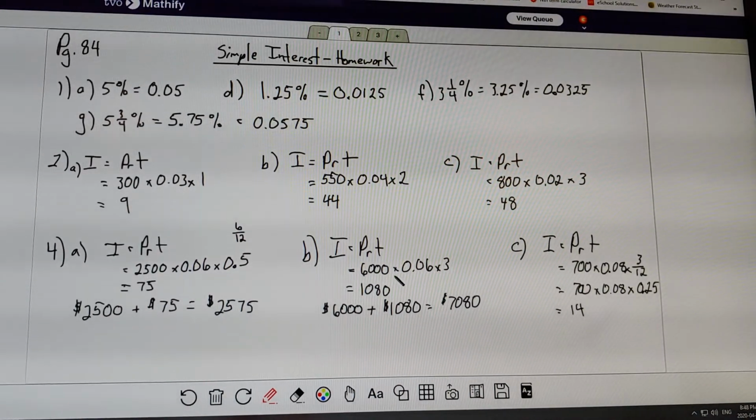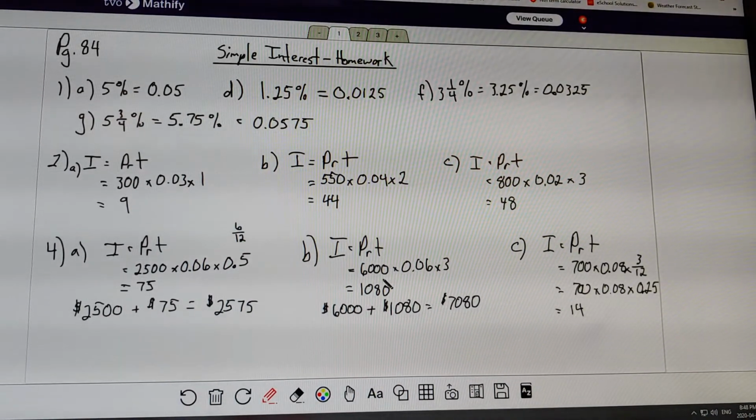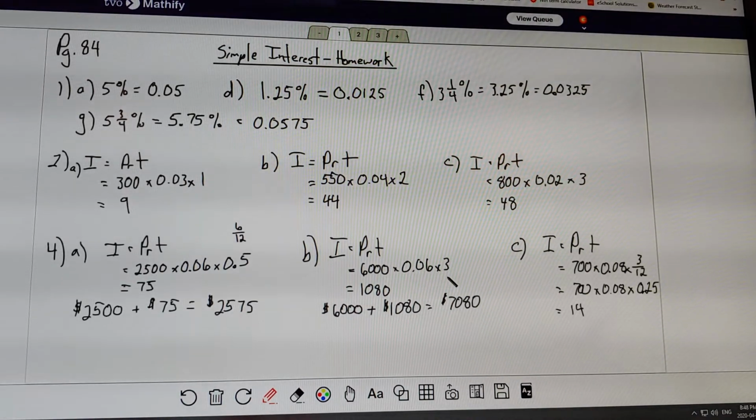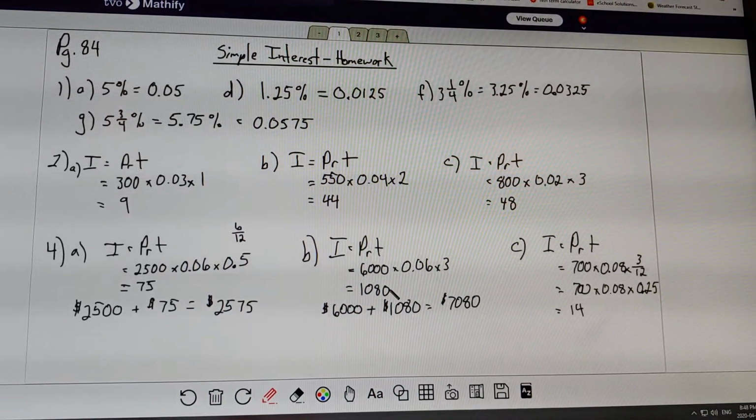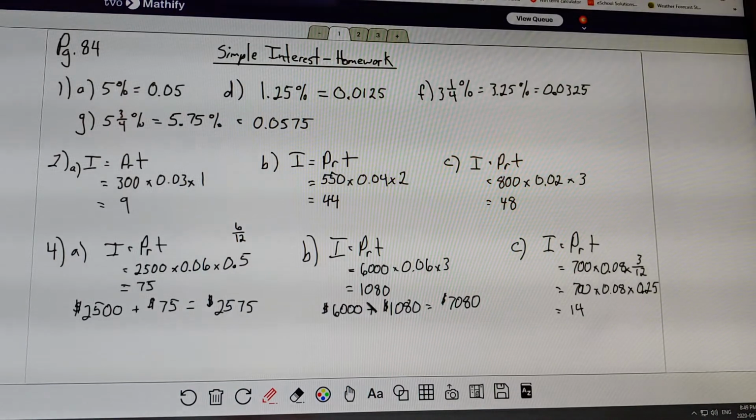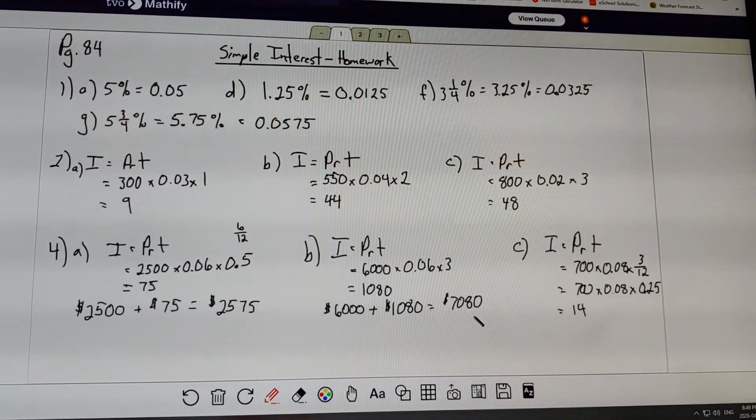For B, you invested $6,000 at 6% interest for 3 years. So $1,080 of interest. And then how much do you get back? Well, your principal plus the interest, for $7,080.